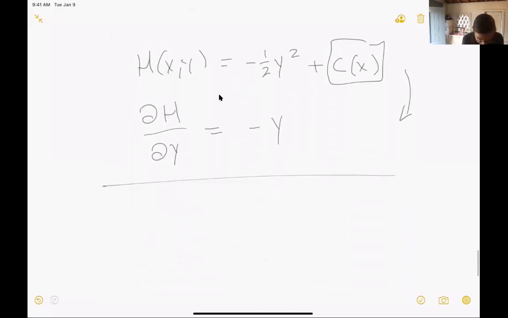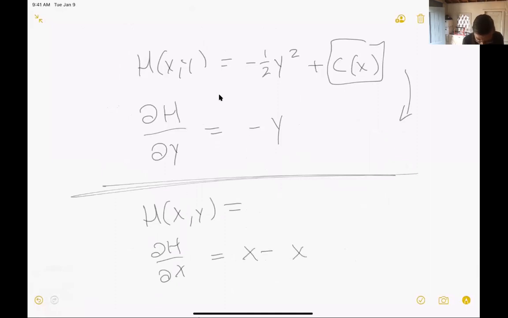So let's just forget about this stuff for a minute. Again, we've got this mystery function h of x comma y. We're trying to figure out what that is. And now all we know is that the partial of h with respect to x is x minus x squared. So to go backwards, to figure out what h is, I've got to integrate that with respect to x. So what's the integral of x minus x squared with respect to x? One half x squared minus 1/3 x cubed plus c.